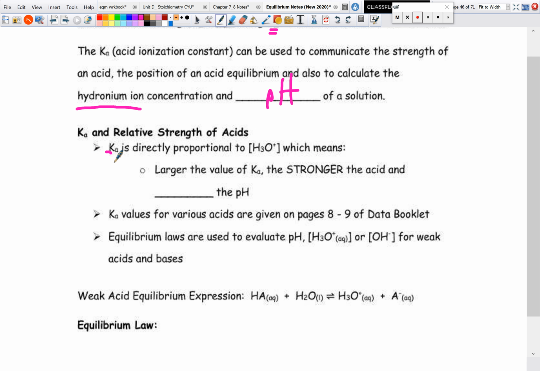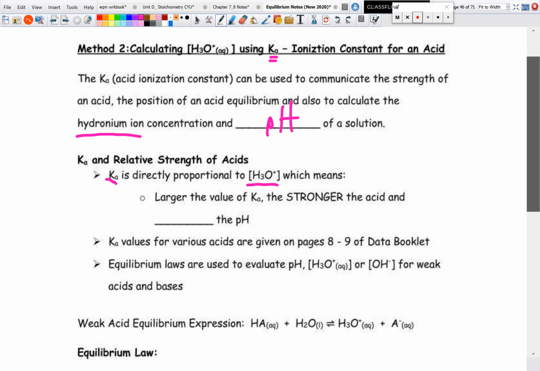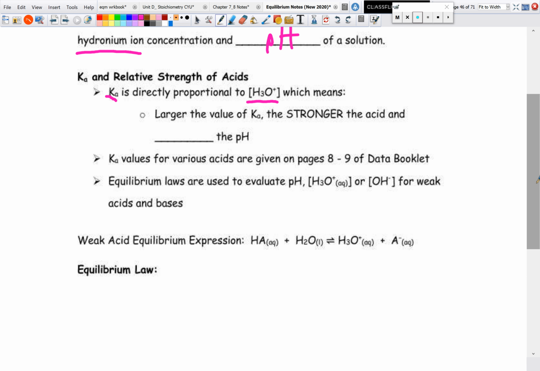So the value for the ionization constant or the equilibrium constant is directly proportional to the concentration of hydronium, because this is still an equilibrium constant. So as we know, the bigger the equilibrium constant, the closer it is to 1, or even if it's above 1, the higher the value, the more the reaction favors the formation of the products. And remember, for the reactions we just did, one of the products is always going to be hydronium in these equilibrium systems. So of course, if we can figure out the concentration of one of the products, we can figure out pH and all the other stuff.